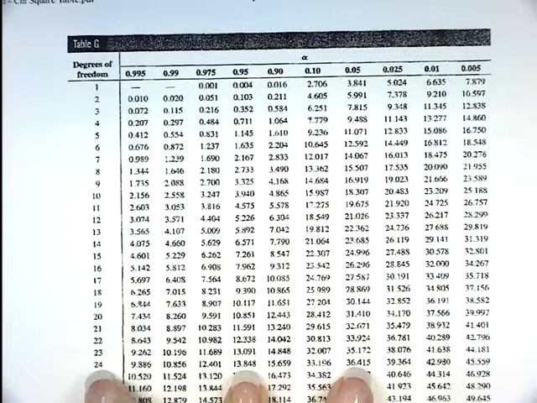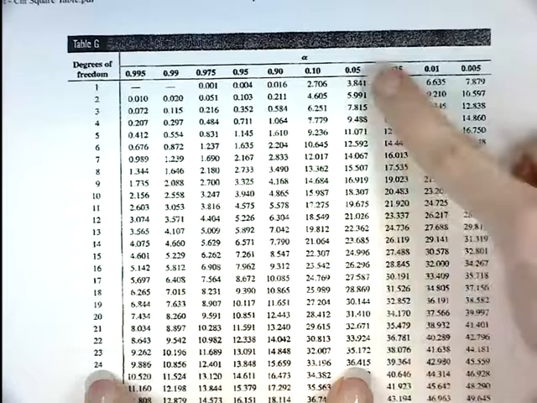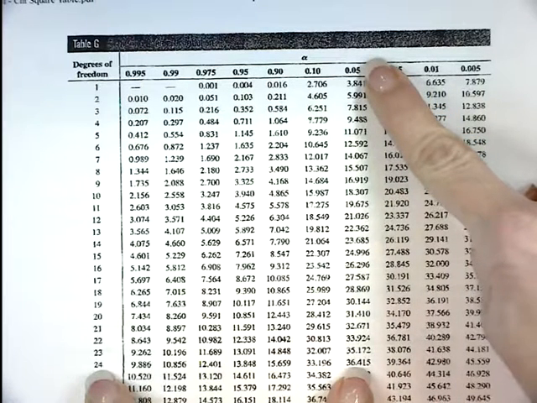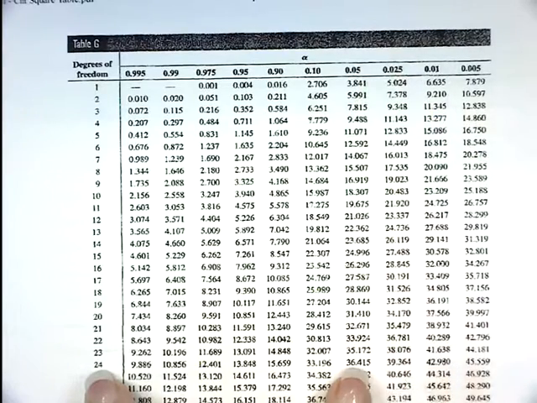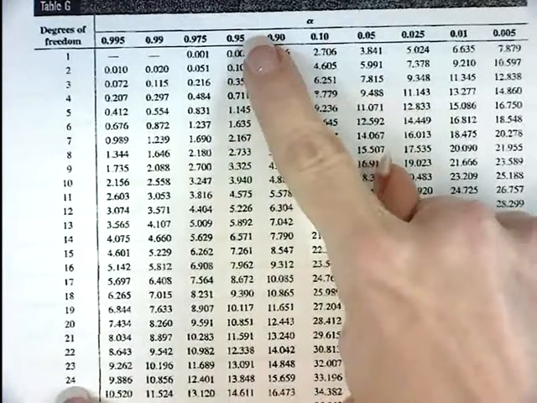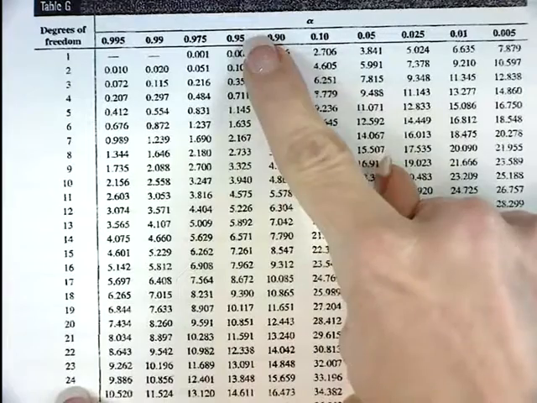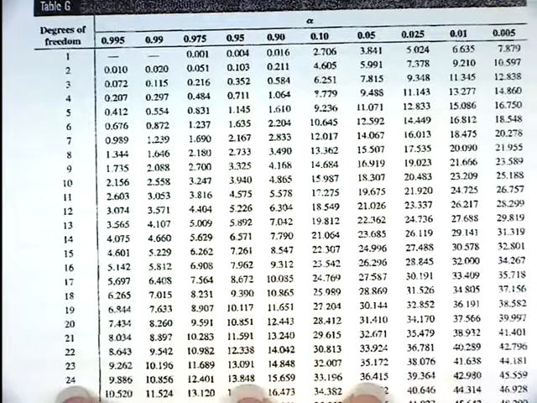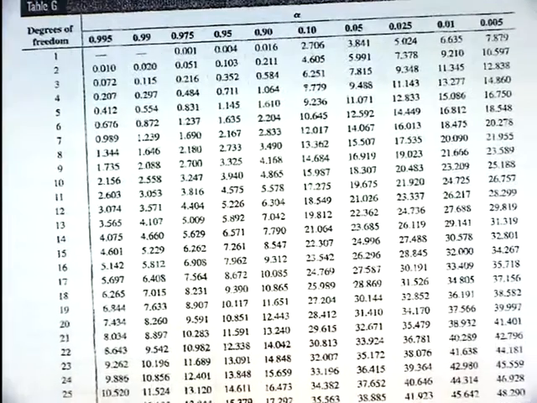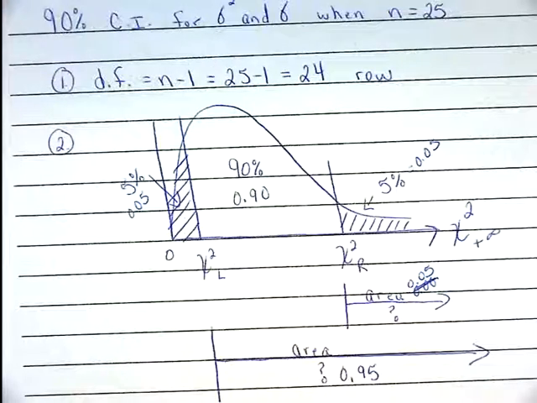And I'll write those down. So row 24, column 0.05, that's the area above chi-square from the right. So the value on the axis, chi-square from the right, is 36.415. And then chi-square from the left, the area above it is 95%. And then row 24, the chi-square from the left on the axis is 13.848. And I'll write these down in the picture here.